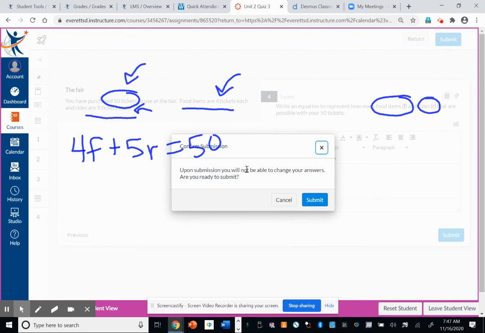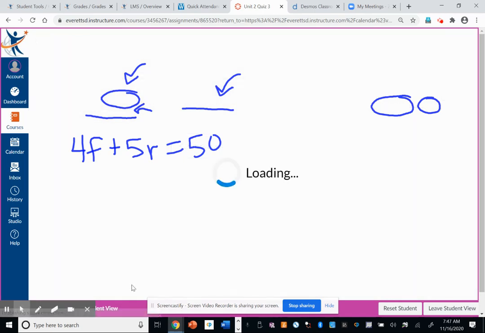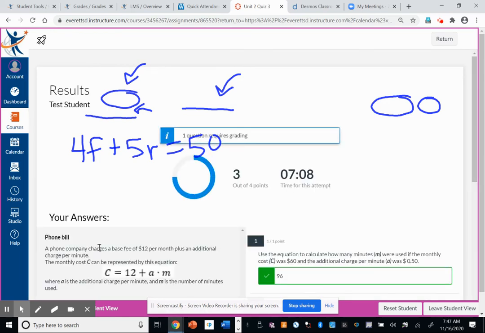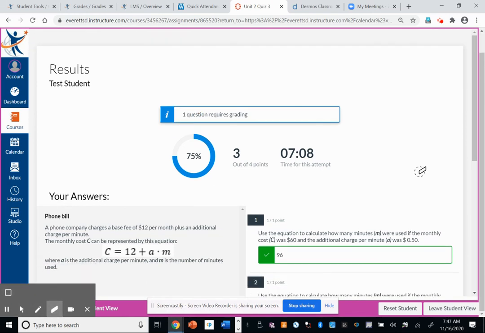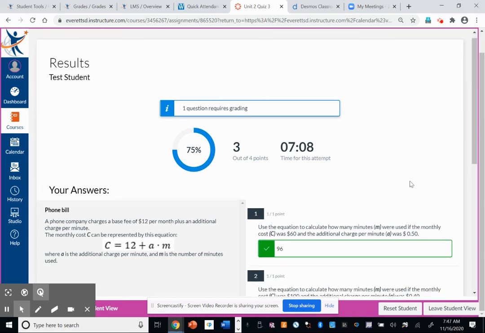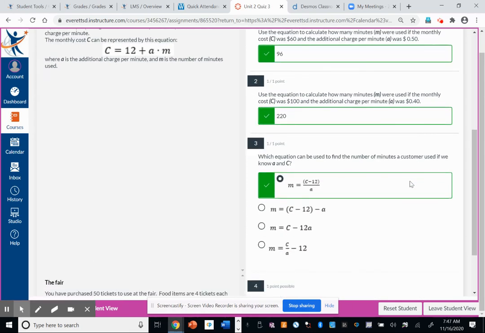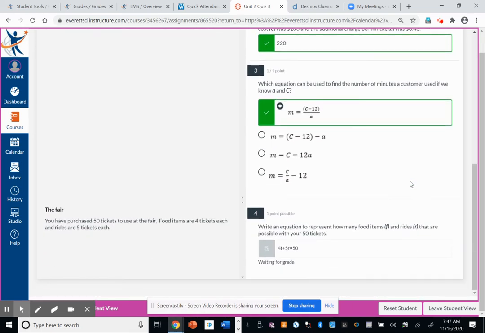Okay, so I am done going over this assessment, and so far we got 3 out of the 4 points because the last one is a question that the teacher grades. Because I was in here as a student, that's why it's not graded for me. Okay, so those are all correct. And then the last one is also correct, but again, you're going to see a waiting for grades.